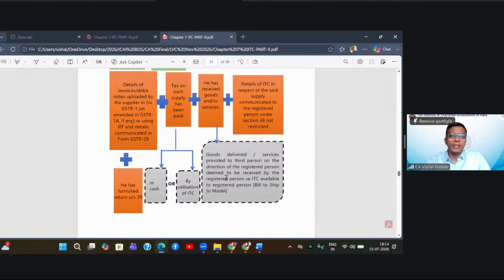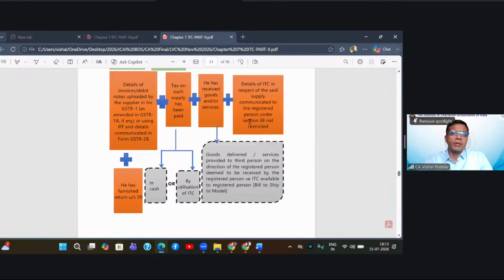So the law has provided an explanation clarifying that even in such cases, which is a bill to ship to model, where the supplier will deliver the goods to that third person whom you have mentioned, once the goods are delivered to that person, the law will deem that you have received the goods, you have received the service. So, for the condition of receiving the goods and service, this is one of the clarifications, one of the carve-outs.